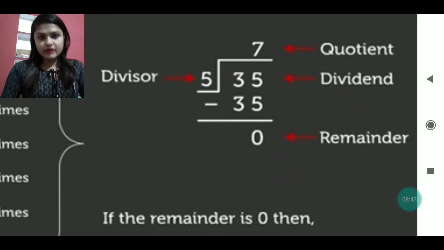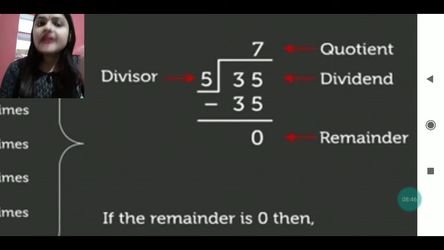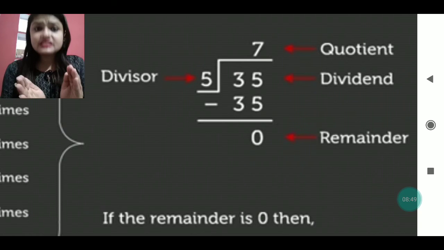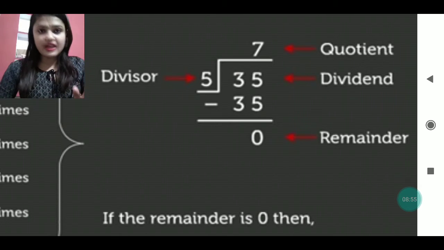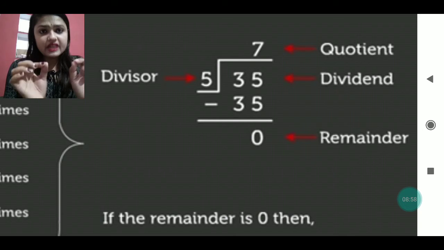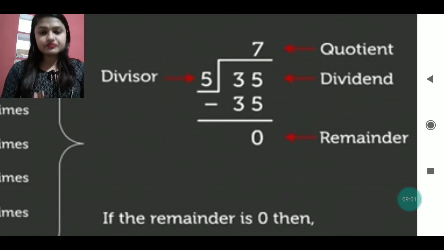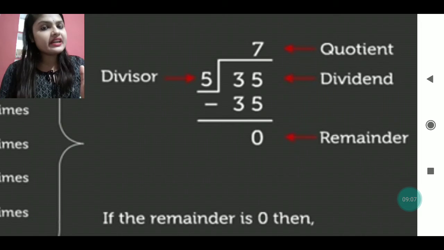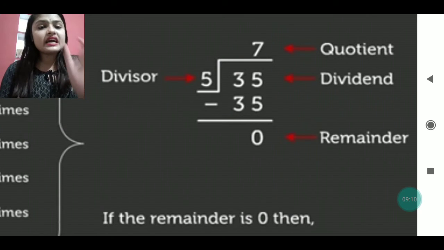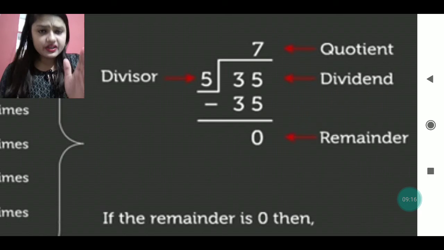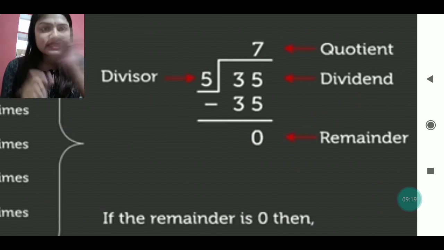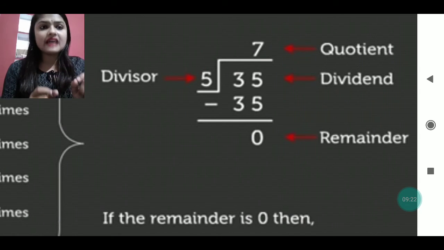When you are dividing that number, the answer which you will get, suppose 35 divided by 5 we are doing. Here 35 is completely divisible by 5. When we read the table of 5 seven times, we get 35. So 35 is the dividend here, whereas 5 is the divisor here. And the answer, that 7 you have got, is called the quotient.